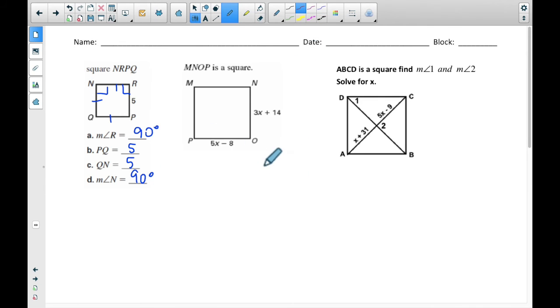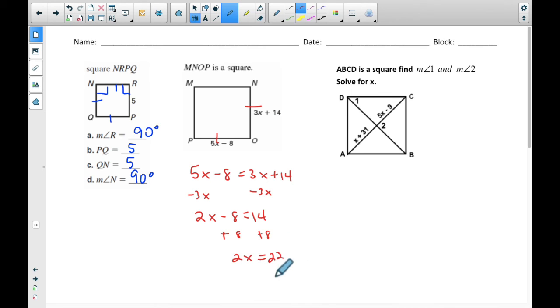All right, let's take a look at one more. Actually, 2 more. But this one, another square. Squares have 4 congruent sides. If they're congruent, that means they equal each other. So we can set up this equation to where these equal each other. And now we're going to solve. We're going to subtract that 3x from both sides. That leaves us with 2x minus 8 is equal to 14. That's a minus 8, so I want to do the opposite. I want to add it. So now I have 2x equals 22. And if I divide by 2, I get x equals 11.